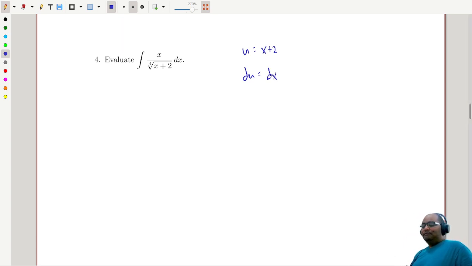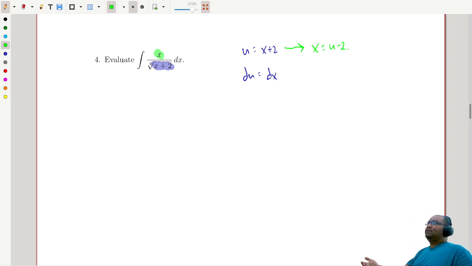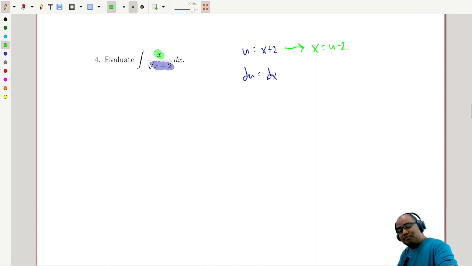Now the thing is here, if I just go ahead and replace stuff, I know how to replace x plus 2. But how do I replace just that x? Well, to take care of this x here, I'll highlight this in bright green. I'm going to take my original substitution and solve for x. x is u minus 2. So I'm going to replace that x in the numerator just by u minus 2.